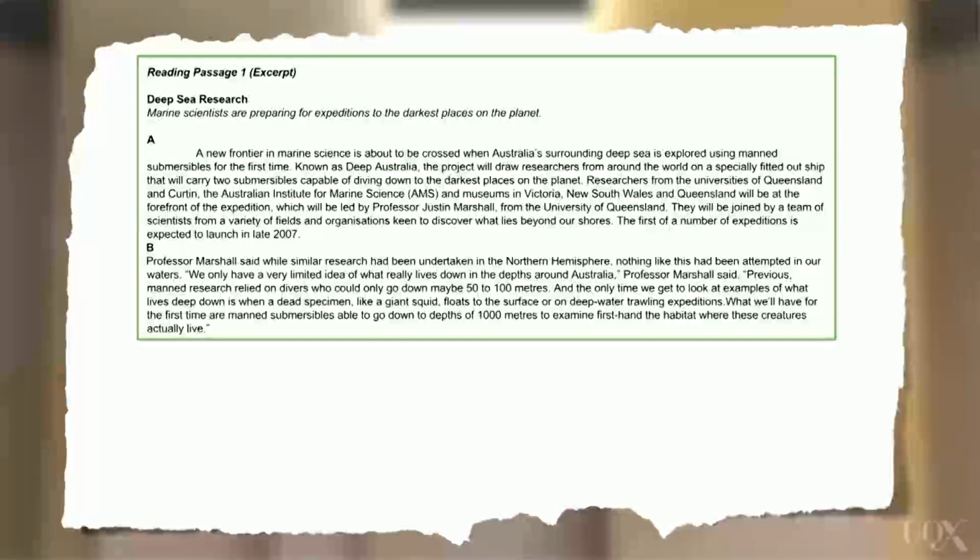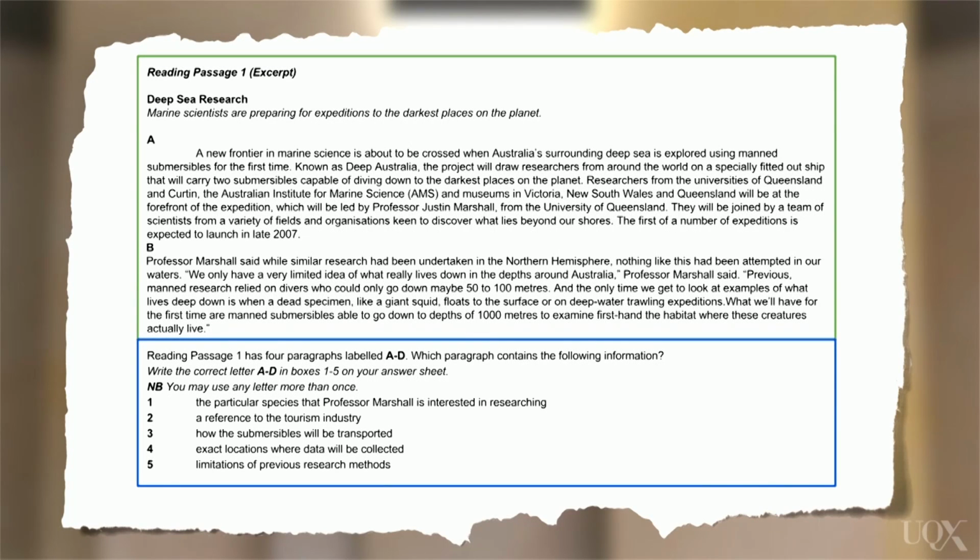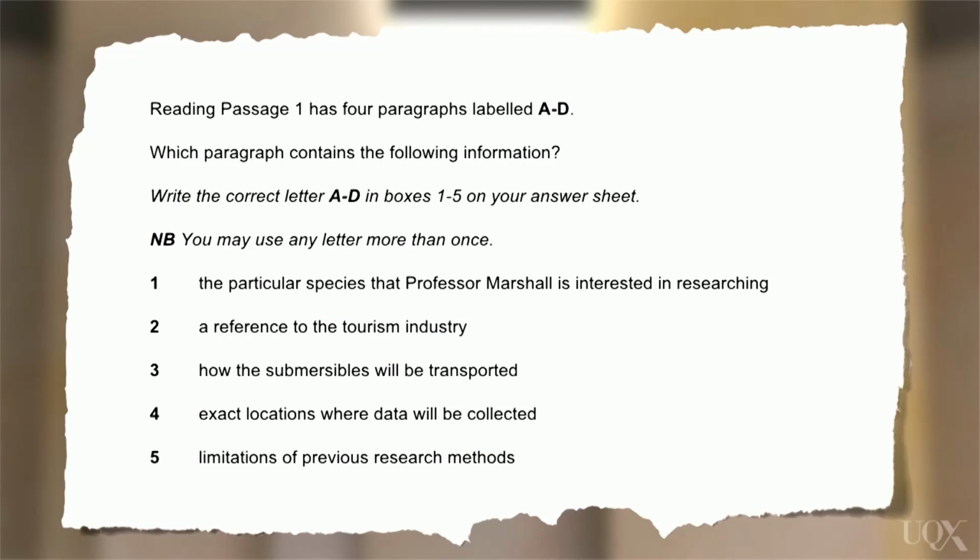On your test paper, you'll see a reading passage followed by the locating information questions. Let's look more closely at the questions now. Always remember to check the instructions first. In this example, the instructions tell you that the reading passage is divided into 4 parts. These parts are labelled A, B, C or D.